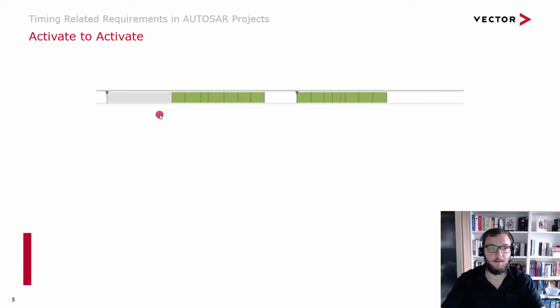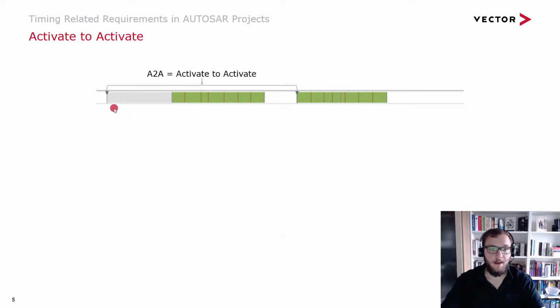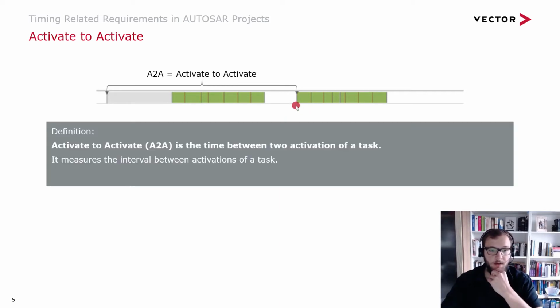Let's have a look at the metric activate to activate for tasks. The metric activate to activate describes the time between the activation and the next activation of a task. So it measures the interval between two consecutive activations of tasks.